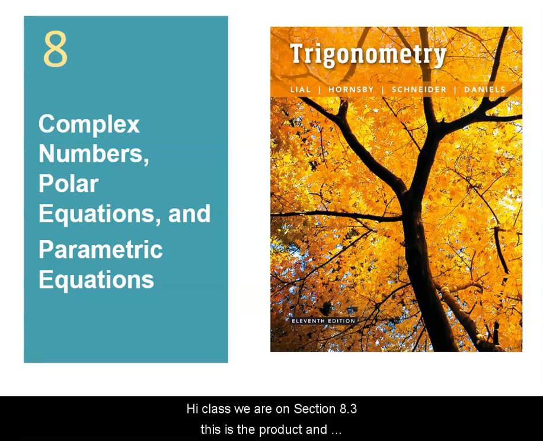Hi class, we are on section 8.3. This is the product and quotient theorems. So basically what we're going to be doing here is dividing and multiplying the polar forms of complex numbers. Okay, so we're going to take the r cosine theta plus i r sine theta, and we will divide them by another complex polar form, or multiply them by another complex polar form.